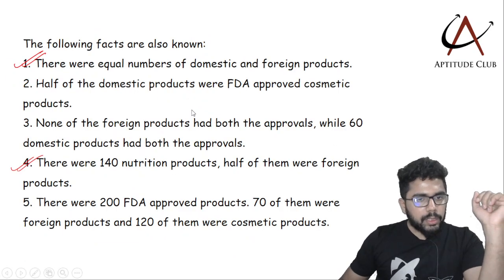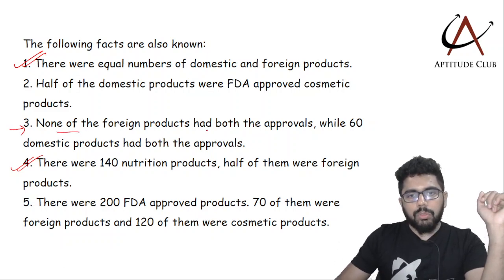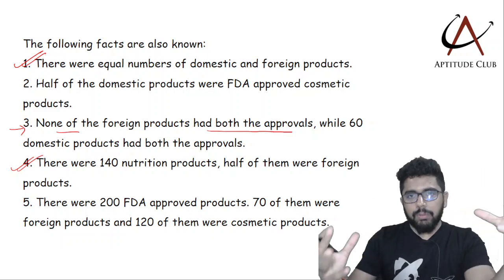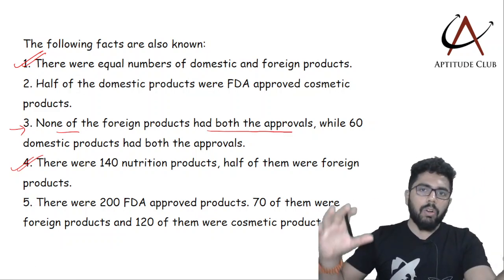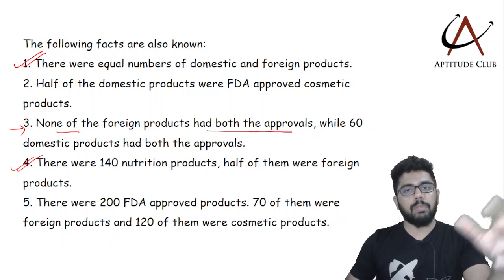If you look at statement number 3, none of the foreign products had both the approvals. That means it is exclusive. If you take any foreign product, it will either have FDA or EU. There can't be any foreign product which has both the approvals.